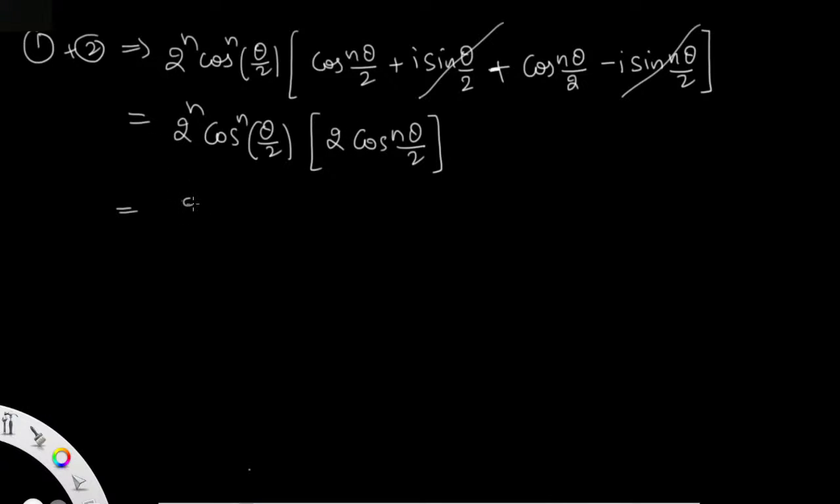So the bases are equal, powers should be added. That is 2 power n plus 1 of cos to the power of n of theta by 2 into cos of n theta by 2. The angle is n theta by 2, this is the power n, cos power of n of theta by 2, and this is cos n theta by 2. The sin terms get cancelled. Then you get 2 cos n theta by 2, and this 2 and this 2 power n make 2 power n plus 1. That's all. Hence proved.